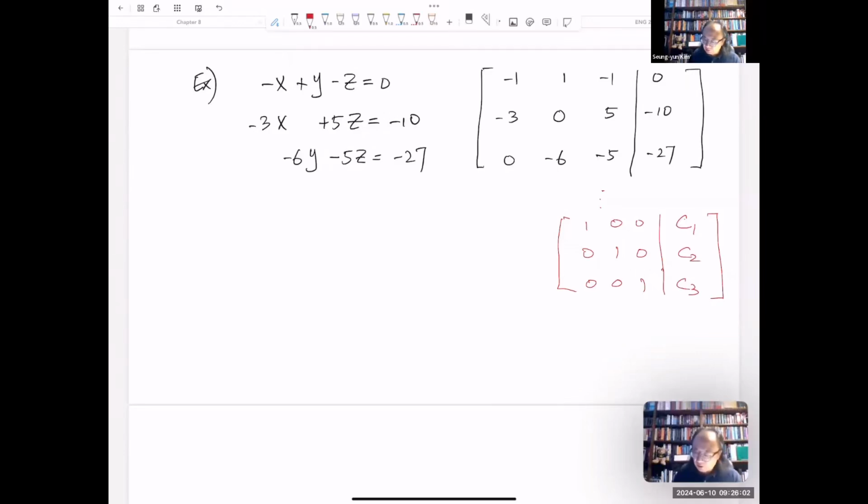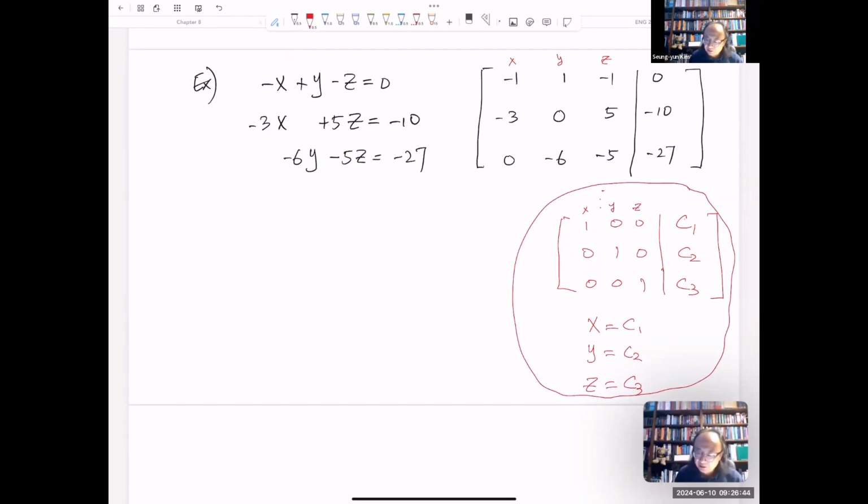We're going to work on row operations. Since we put the x coefficient in the first column, the y coefficient in the second column, and the z coefficient in the third column, once we get to this form, x equals C1, y equals C2, z equals C3. So that's what we want.